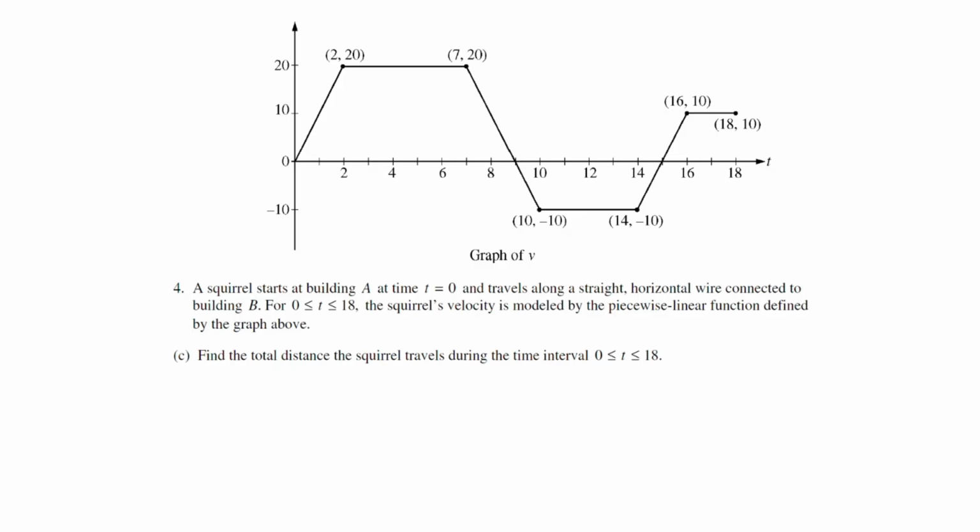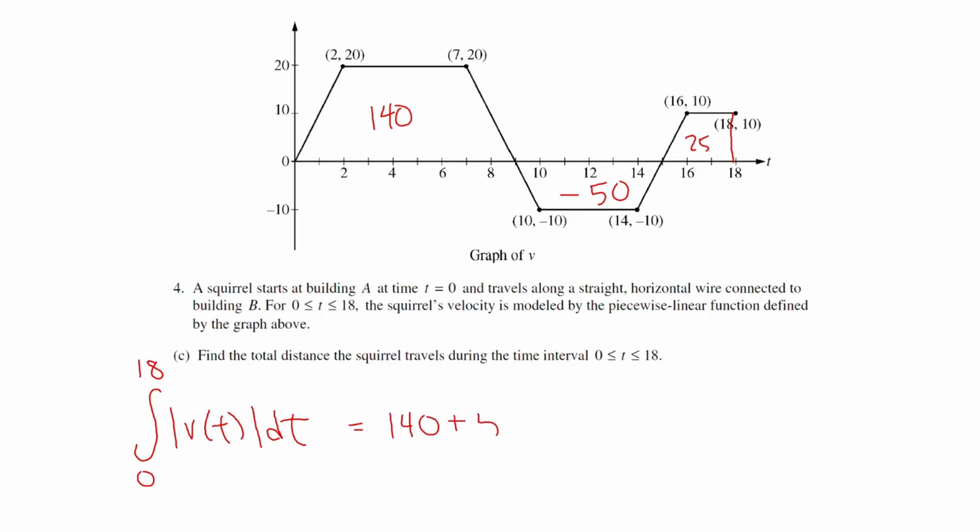In part C, it asks us for the total distance traveled on the time interval. So total distance traveled is going to be an integral of the absolute value of the velocity from 0 to 18. Well, we already determined that this was 140, this was 50, but to the left, and then this last piece here was 25.